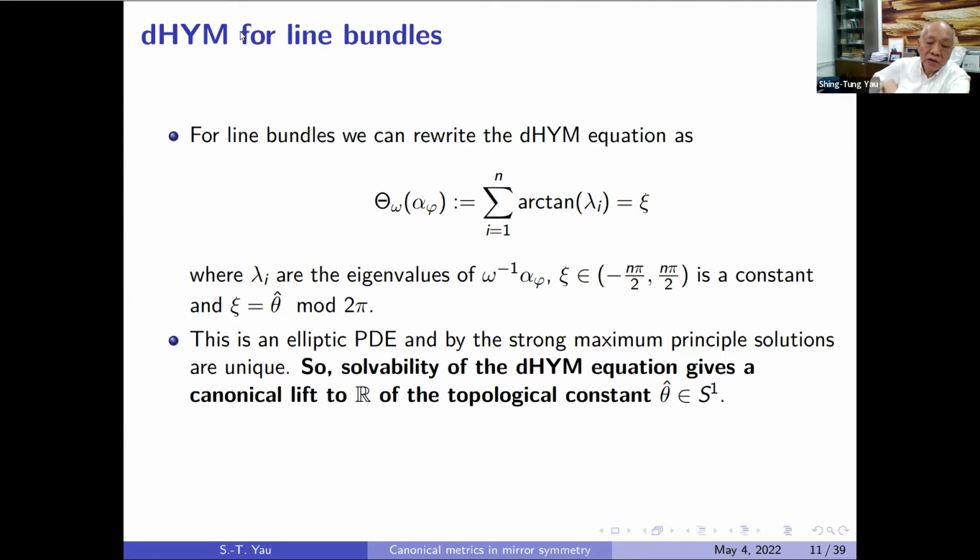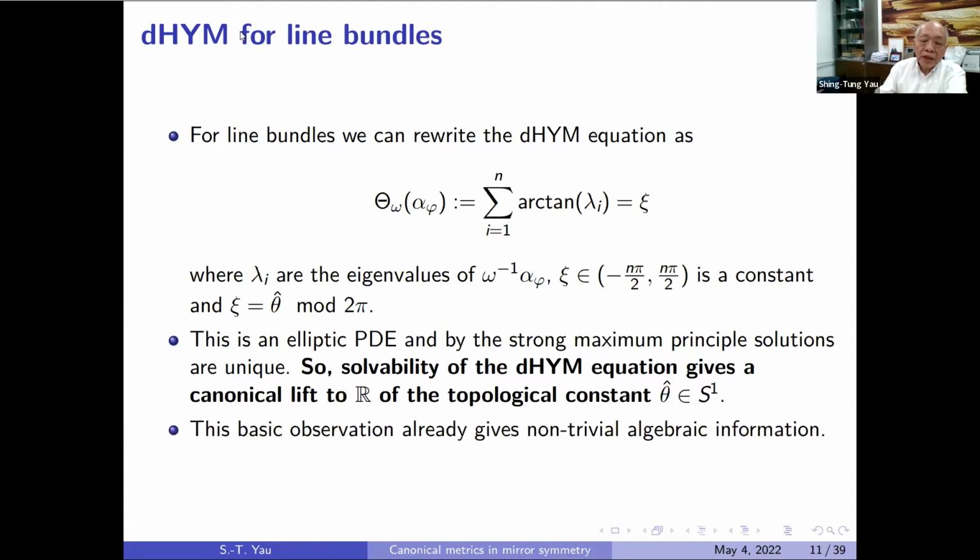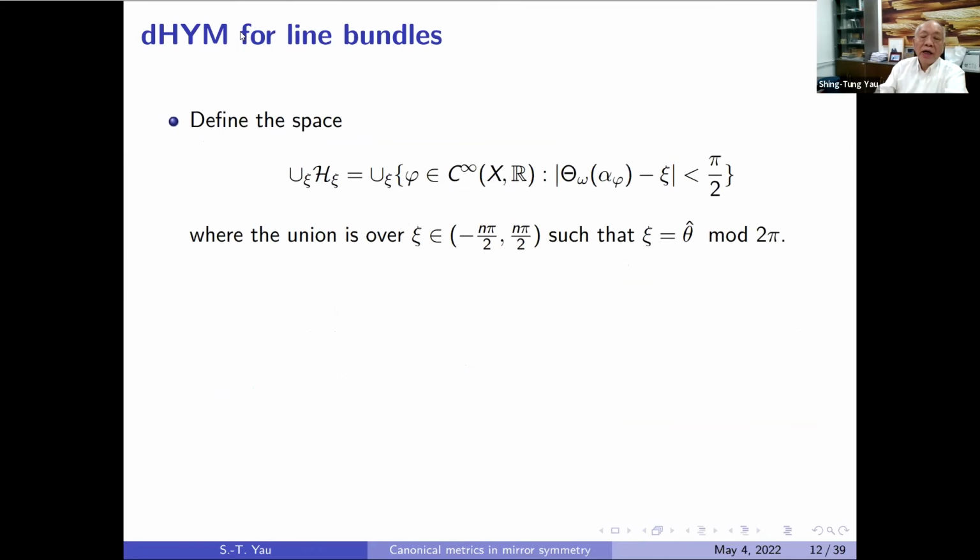So the original theta hat is defined only as an element of the circle. But given this PDE, we actually find a lifting of theta hat to R. Originally it was defined in S1, but the deformed Hermitian-Yang-Mills equation gives rise to a canonical leaf. Now this is an elliptic PDE, and by using the strong maximum principle, we know that. So now we are interested in understanding this equation, which I think is a beautiful equation. The basic observation already gives non-trivial algebraic information: the integral cannot be 0, as we said earlier. And now, in order to understand this equation, we want to look at this space.